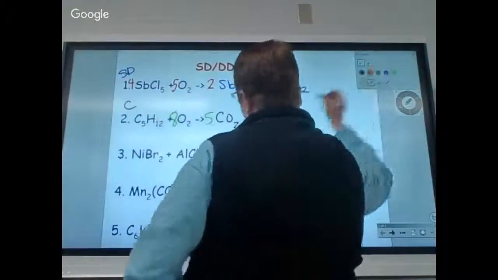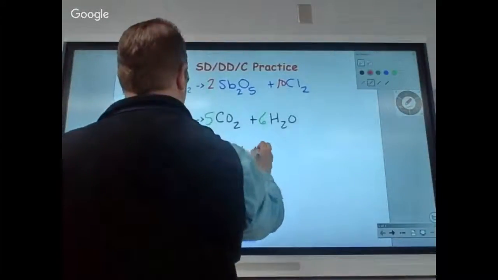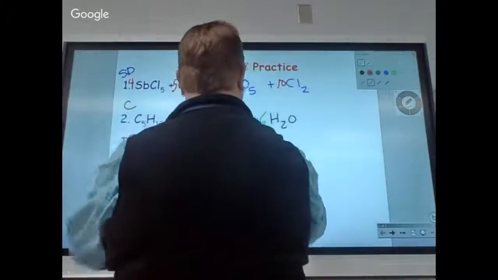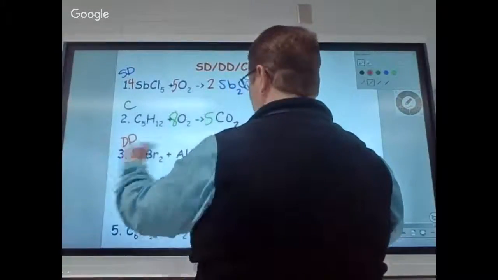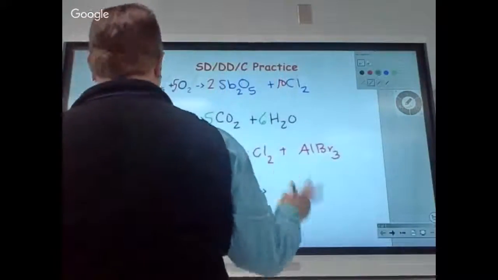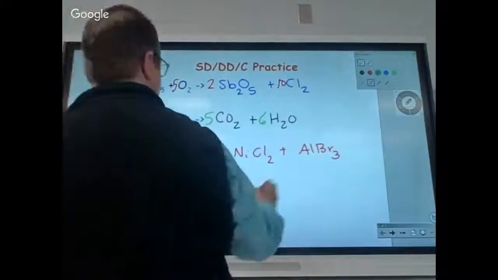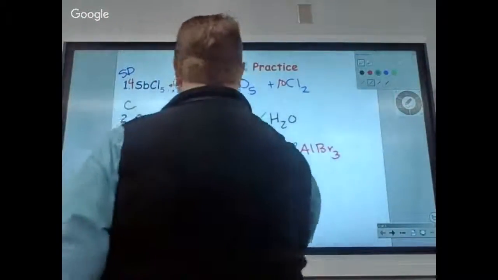This one would be double displacement. So we would have NiCl2, nickel's a 2, plus aluminum bromide. Aluminum's a 3. So to balance this one, we have what? 3 bromides and 2. So we'll have a 3 there and a 2 there. We made 2 aluminums and we'll have 3 there.